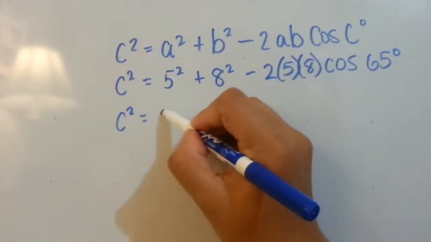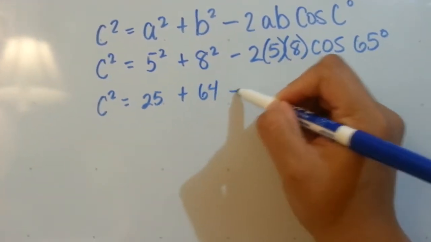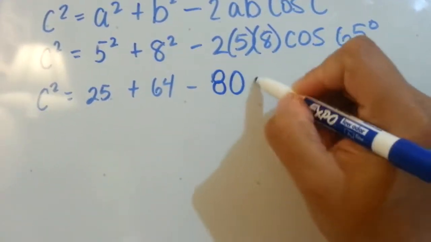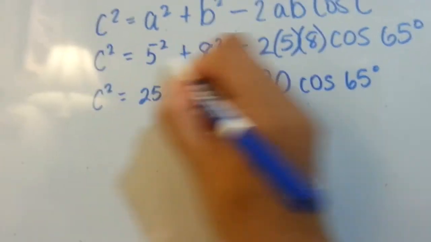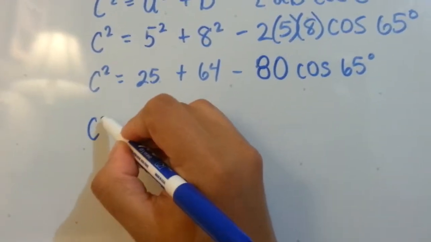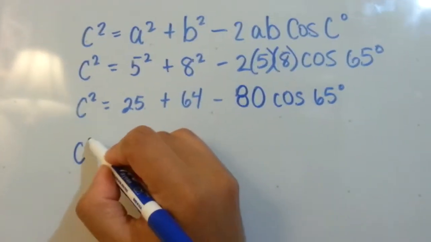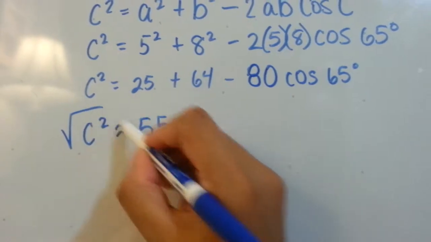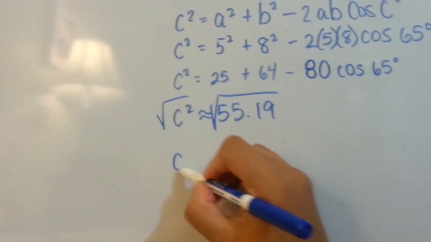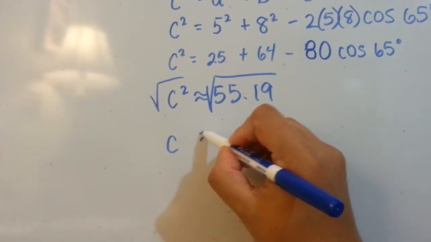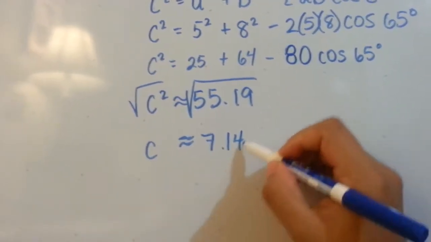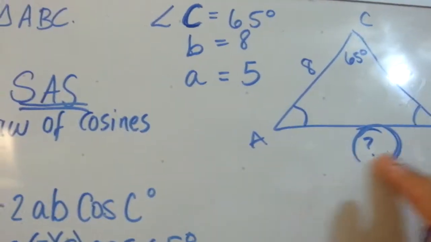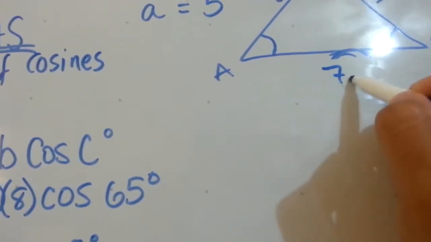So then C squared is 25, 64, minus 80 cosine 65. And actually from here you could have typed it all straight into the calculator. And you would have gotten that C squared is around 55.19. And you have to take the square root of both sides. And you get that C is approximately equal to 7.1. Alright, so this missing side right here is 7.1.